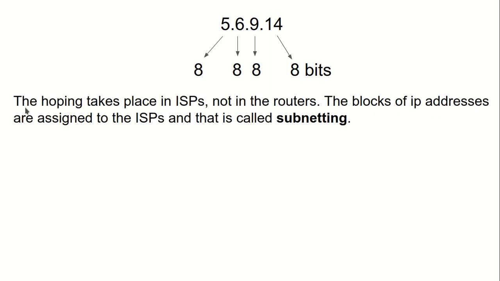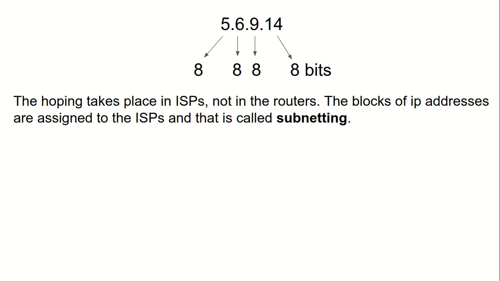Here is a question: the hopping takes place in the ISPs, not in the routers. Why? The blocks of IP addresses are assigned to the ISPs, and that is called subnetting. Basically, let's say there are 100 routers on the street and every home is using one. If one router were saving the IP addresses of all the routers, then anybody could access any router. So it is not a good practice.